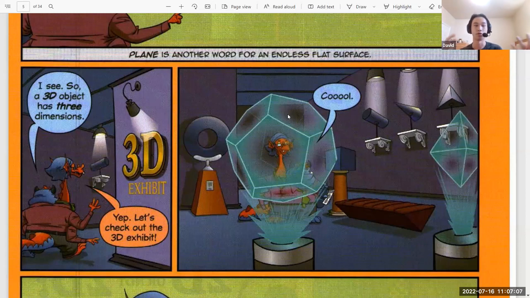But now we're going to move on to 3D objects. So everything in the real world, if I hold up my phone like this, it's a 3D object because there's depth to it now. It's not completely flat anymore. My calculator, anything. Yeah. We ourselves are 3D objects.